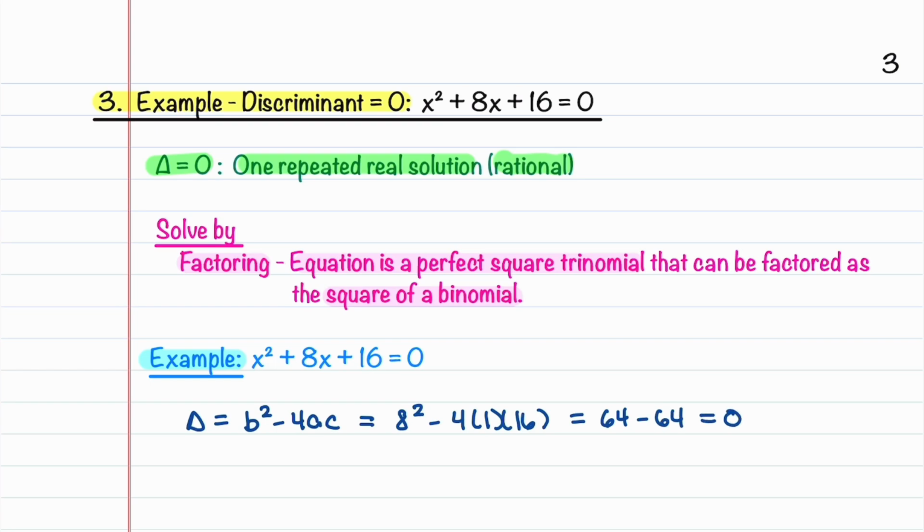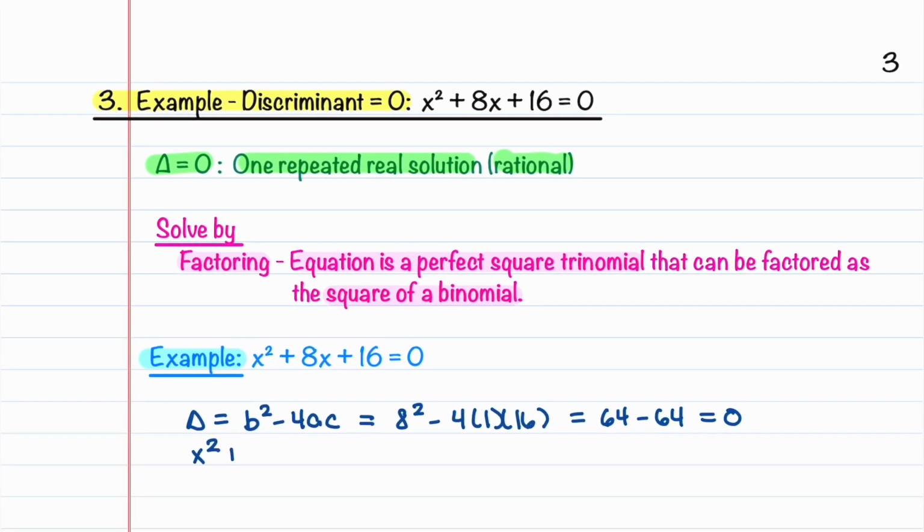This means that we can factor our equation as x squared plus 8x plus 16 as the square of a binomial. That means that we're just going to take the square root of this term and the square root of that term. I have a video on perfect square trinomials if you want to review that concept. This gives us x plus 4 quantity squared. We're going to set that equal to 0. And this tells us that our solution is x is equal to minus 4 and minus 4. There are 2 of them because of the squared term right there.